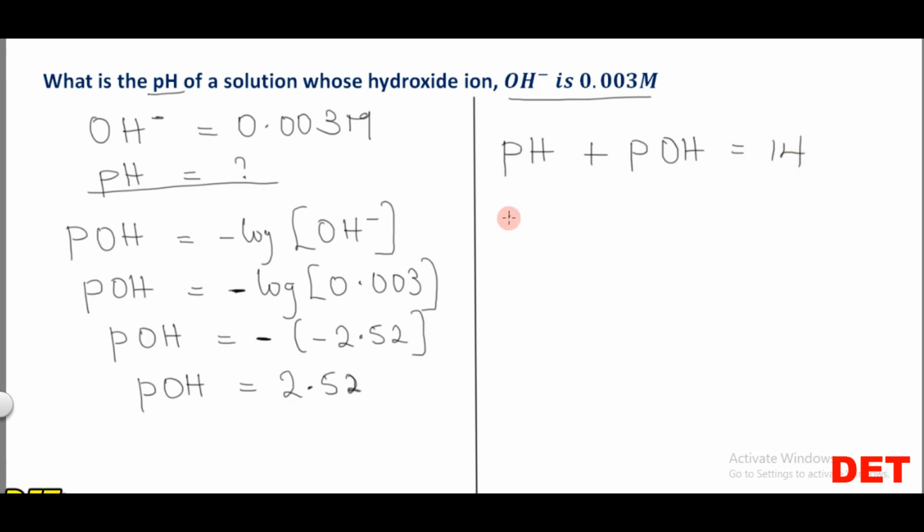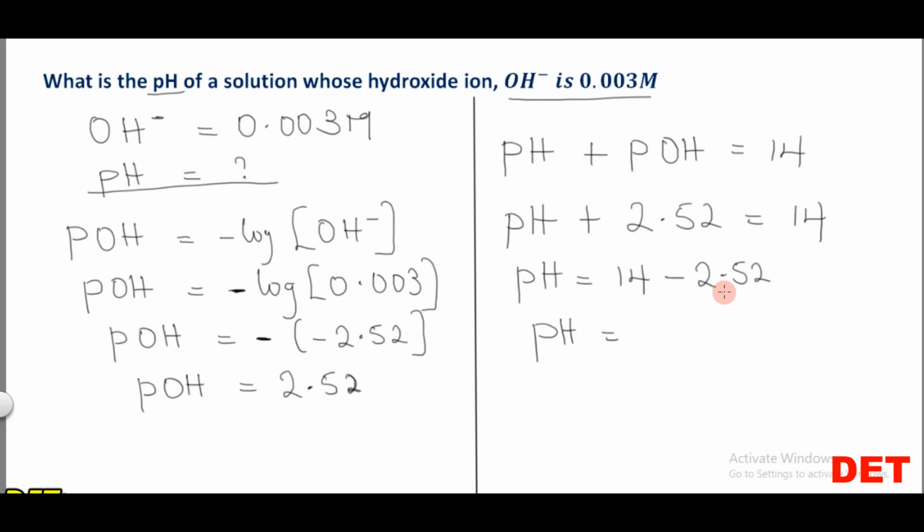So my pH, which is what I'm asked to look for, plus my pOH, which I've calculated to be 2.52, will be equal to 14. So my pH will be equal to 14, and when this 2.52 crosses to the other side of the equation, it becomes minus 2.52. My pH will be equal to 14 minus 2.52, which gives me 11.48. This is the pH of the solution.